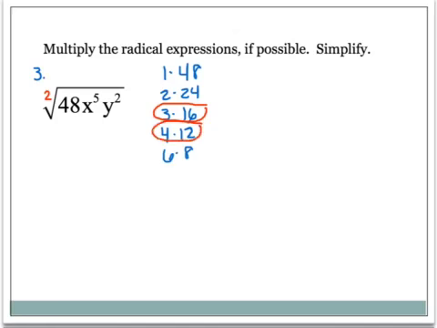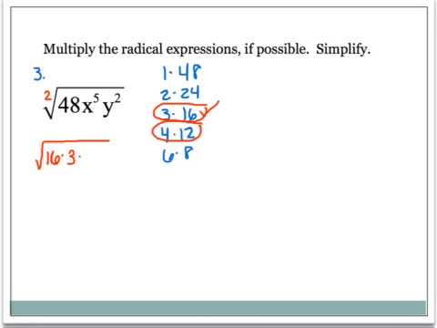4 times 12 and 3 times 16. You want to choose the pair in which you have the largest perfect square factor. So I'm going to choose 3 and 16. All I do is simply rewrite 48 as 16 times 3.